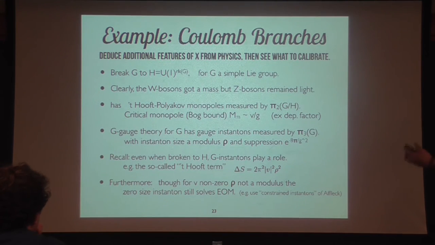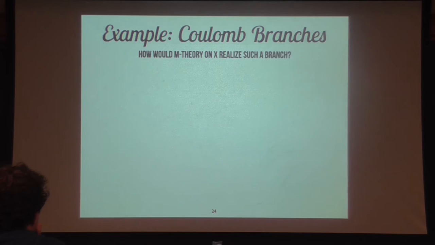So my point in saying that, even in the broken theory, there's all sorts of interesting other things that should be coming along for the ride physically. So how would you get that in M theory? So how, if you had that sort of gauge theory realized as an M theory vacuum, how would you get it?